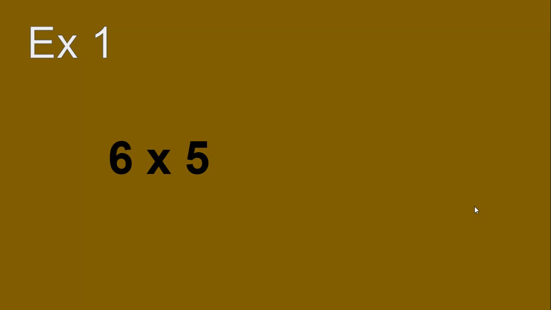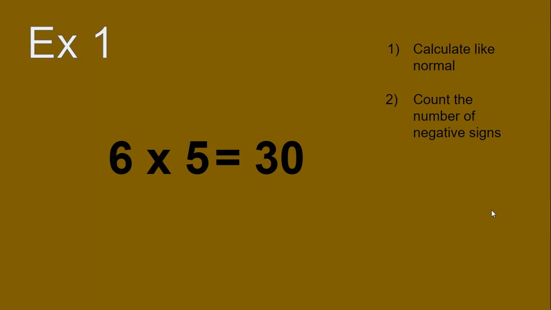6 times 5, a basic multiplication problem. You probably already know the answer. Step 1, calculate like normal. What is 6 times 5? 30. Count the number of negative signs. Well, I don't see any negative signs in this, so my answer is positive. And you know that because this is one of your basic facts that you've been dealing with since you learned multiplication.